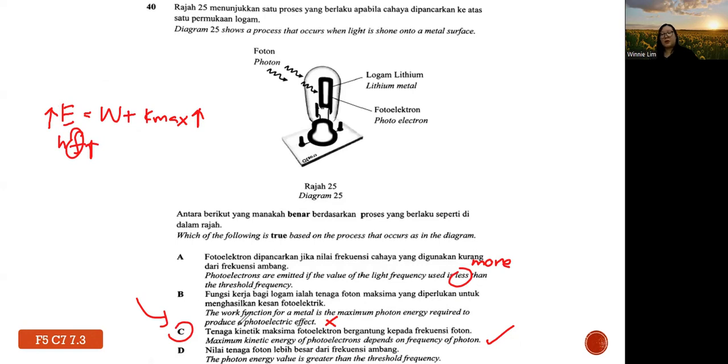Okay, D, the photon energy value is greater than the threshold frequency. We do not relate energy directly with threshold frequency like that. So that's why we say the light frequency. So D is not that accurate as well. So that's why our answer is C.